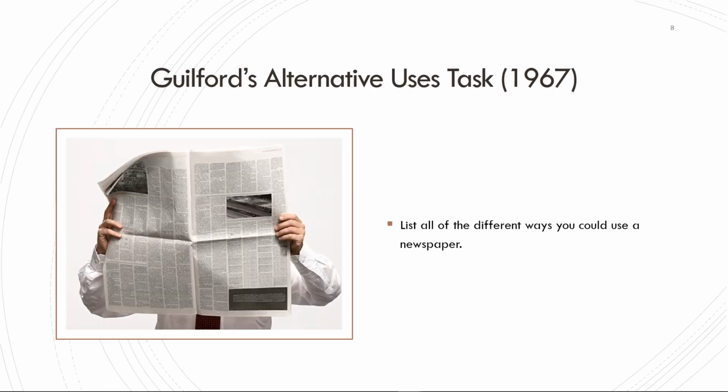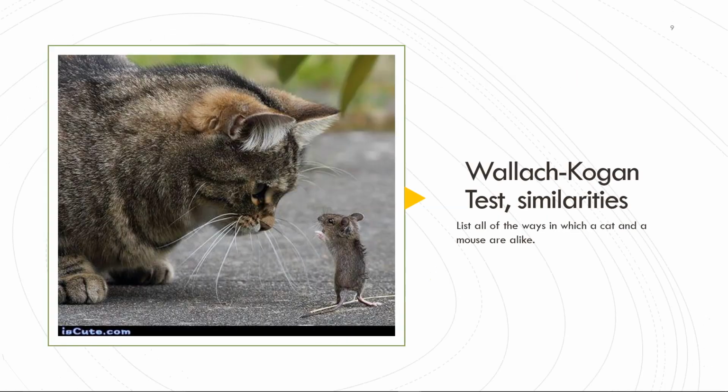If you're interested in taking this test, these next two creativity tests I'm going to talk about in more detail. So if you want, you can pause this video and do these two creativity tasks yourself. The first one is: list all the different ways you could use a newspaper. So go ahead, sit down and think of all the different ways it could be used. Again, no wrong answers. Try to be creative. The second one is a Wallach-Kogan test for similarities. List all the ways that you think a cat and a mouse are alike. If you want, pause this video and do that. If not, you can keep listening.